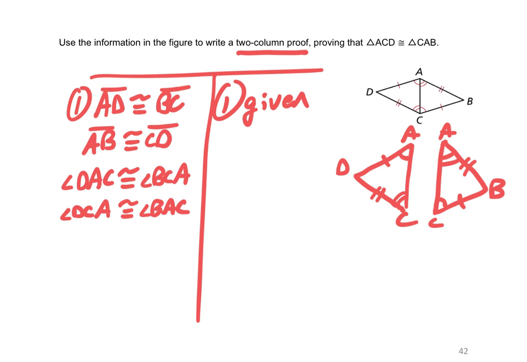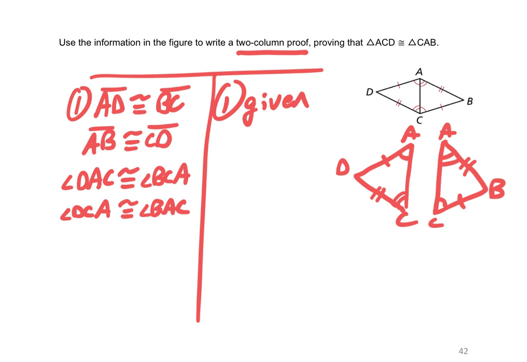We have triangles, right? So if we have 2 triangles, we have 3 angles and we have 3 sides that we need to prove congruent. So I need to prove the third side is congruent. I need to prove the third angle is congruent. Doesn't matter which one we start with. I got to prove all 6 pieces, okay?